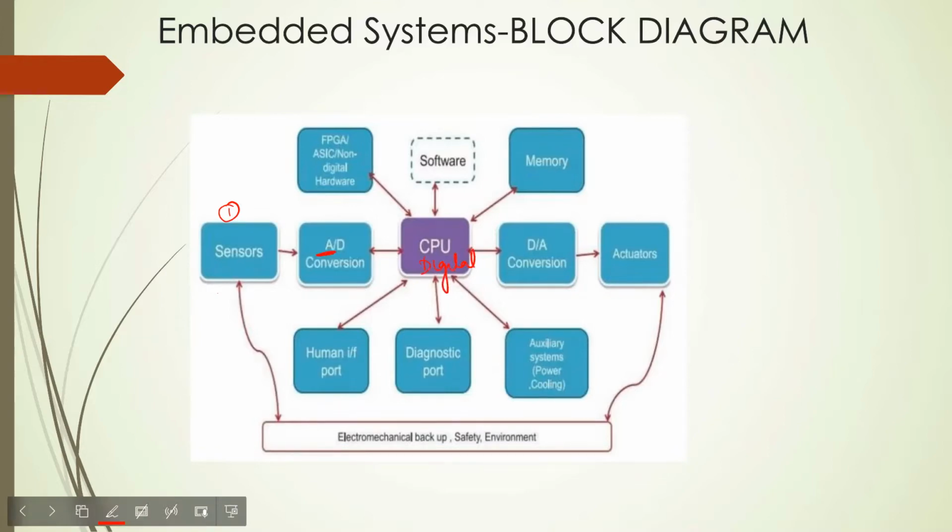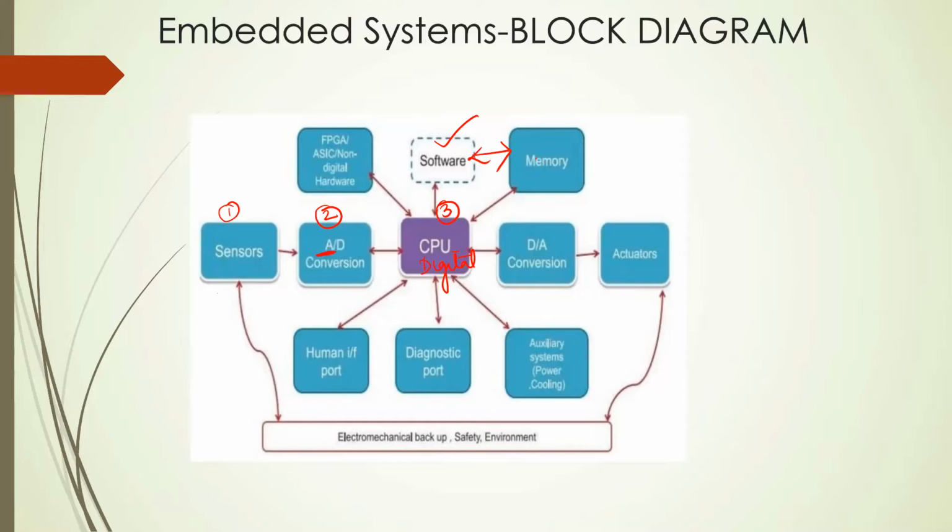So what are we doing? We are doing an analog to digital conversion. Once this analog to digital conversion is done, it comes to your CPU. Your CPU is the control unit, and it does all the processing. Your CPU will have a small memory, and in that memory you will have your software. That software is a program which controls all the functions of your washing machine.